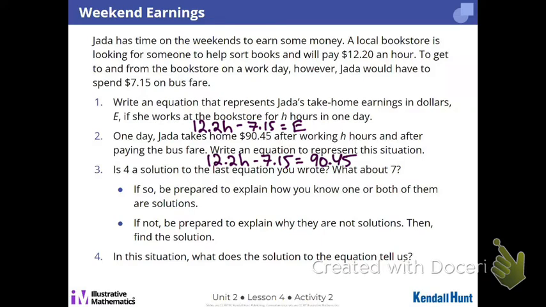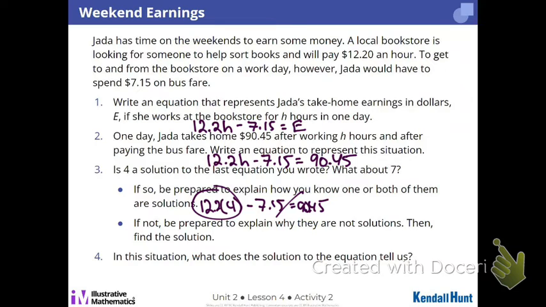Group 3, again, is the one that I saw do this. And then group 1 doctored it up a little bit to explain how we know if 4 or 7 work. Really what we're going to do is say, how much money does she make if she works for 4 hours? And then you don't even have to do the math. You could just estimate. If she works 4 hours, she's going to make $48.80. By the time she pays for a bus, there's no way she's going to be at, I put a decimal in the wrong spot here, 90.45.